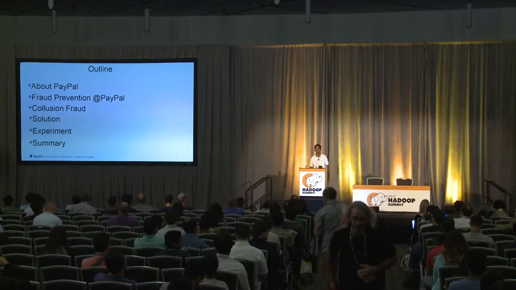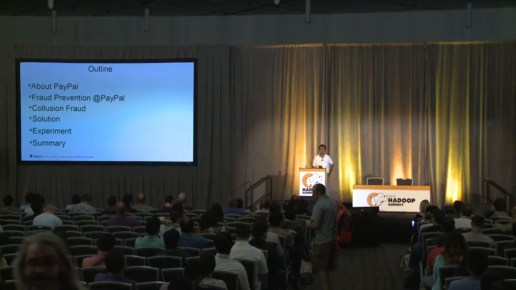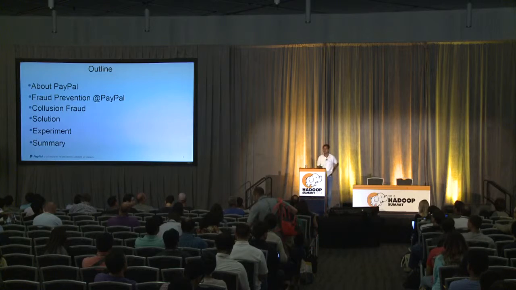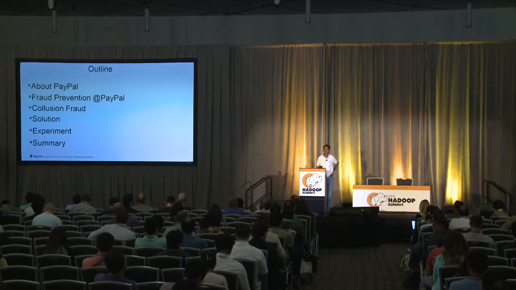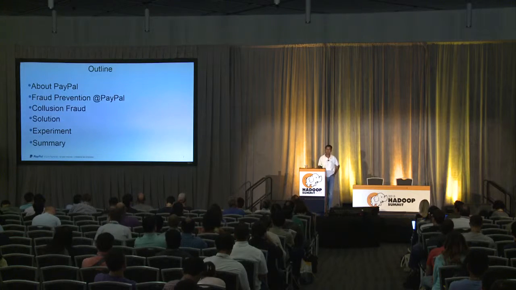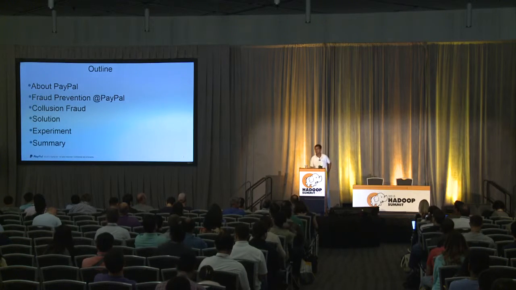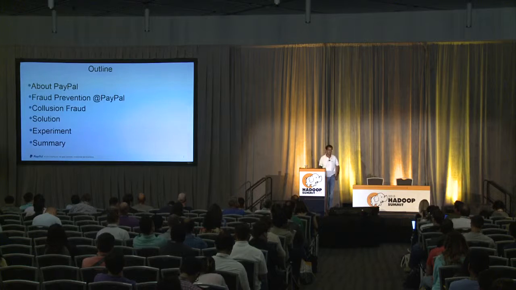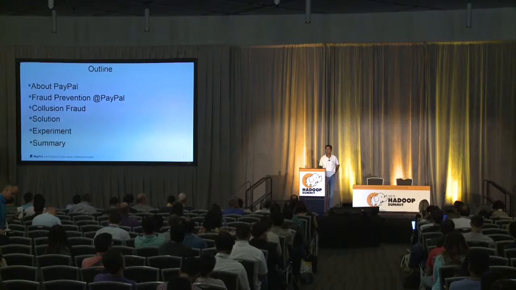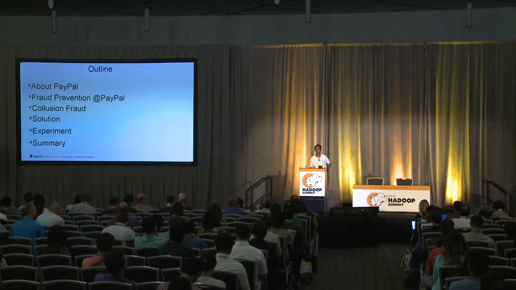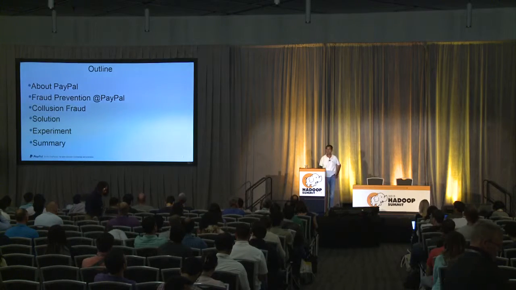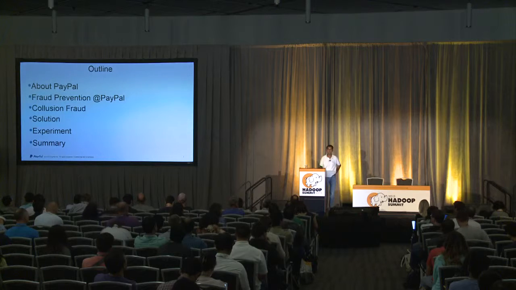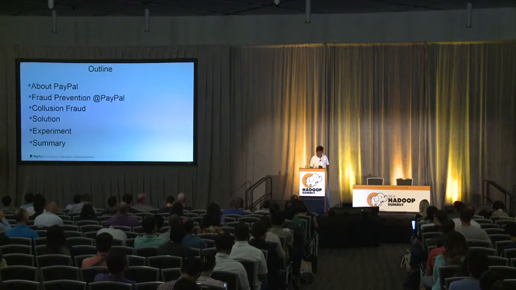Okay, this is an outline of my presentation. So I'll briefly talk about PayPal and what we do at PayPal. Then I'll address how we are tackling fraudsters at PayPal. I'll talk about a specific type of fraud called collusion fraud. Then I will present the solution I came up with to address collusion fraud. I'll share some early results from some of my experiments and conclude with a summary of what I have learned so far.